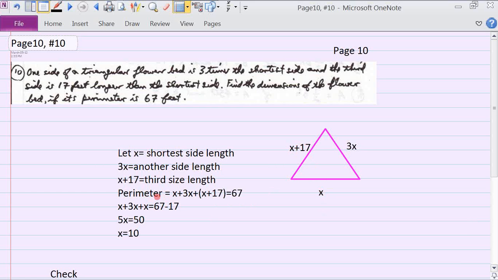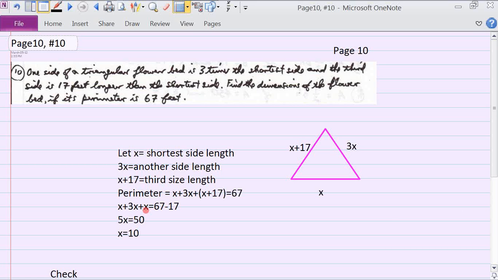So the perimeter is now the sum of the 3 sides. This side plus this side plus that side gives us the perimeter. So x plus 3x plus x plus 17 equals 67. And all I'm going to do here, going from this line to that line, is remove the brackets and bring the 17 from the left to the right. So I get the 17 on the right.